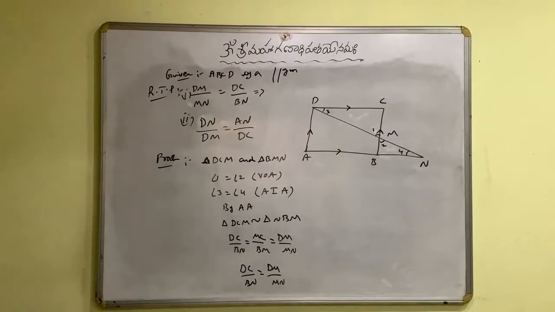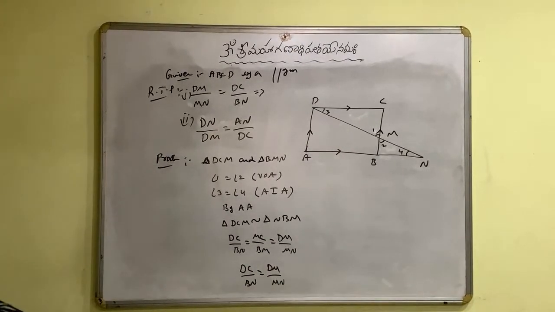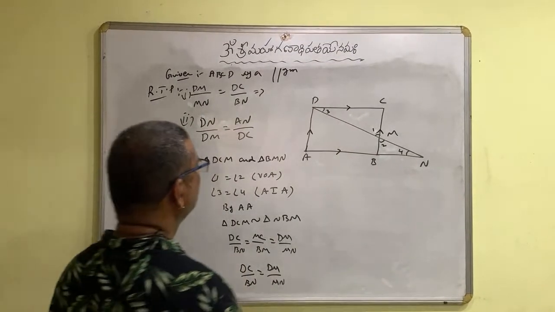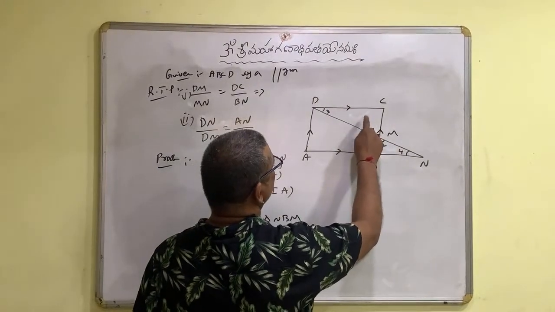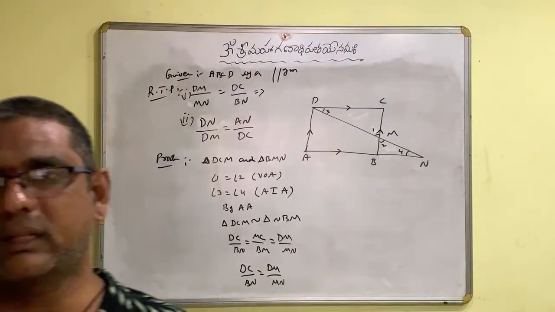I am talking about the second one. DN, AN. So triangle ADN, and DM, DC, DCA. Yes. Consider the big triangle and the small triangle. Triangle ADN and DCM. Are they similar?